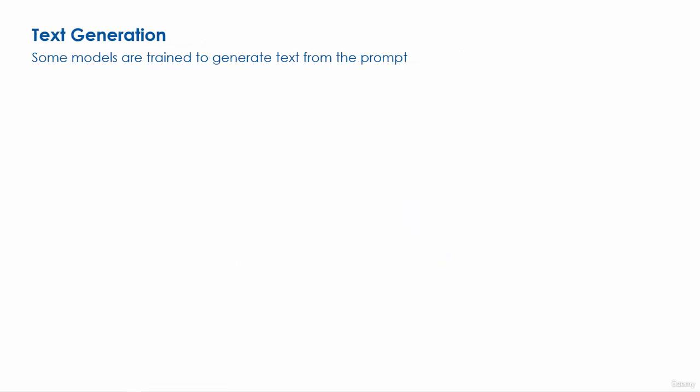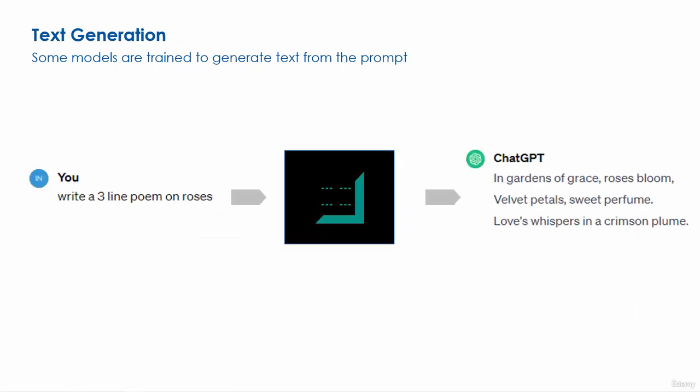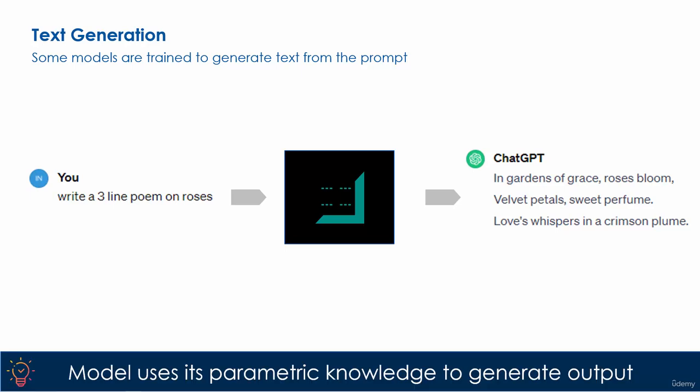Transformer models exhibit the capability to produce creative and novel outputs such as generating poetry or crafting marketing slogans. This feature distinguishes them from the traditional machine learning models. The key point to keep in mind is that the generation of the output relies on the model's utilization of its parametric or static knowledge.